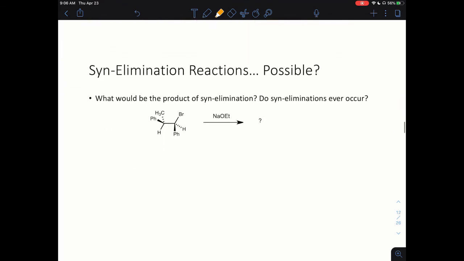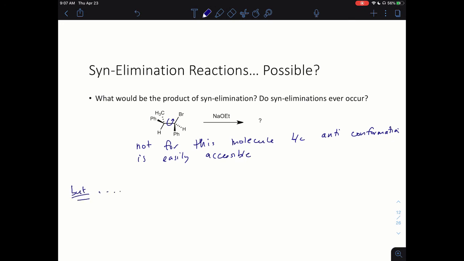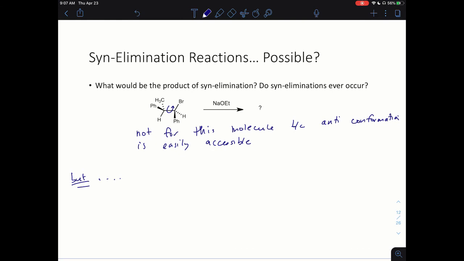So we know it didn't occur for this molecule because the anti-conformation was easily accessible, and the anti-elimination is lower energy. So not for this molecule, because the anti-conformation was easily accessible. There was free rotation around this bond. It reacts through the anti-conformation. But for some molecules, the anti-conformation is not accessible. And when it's not, then you might see a syn elimination. So let's look at that. I can show you an example.